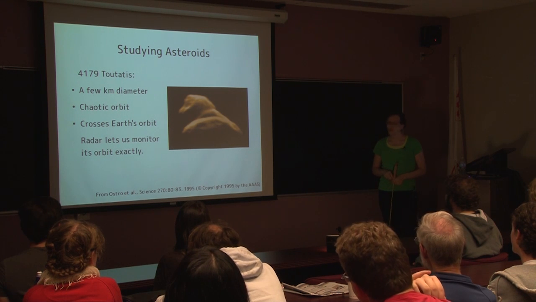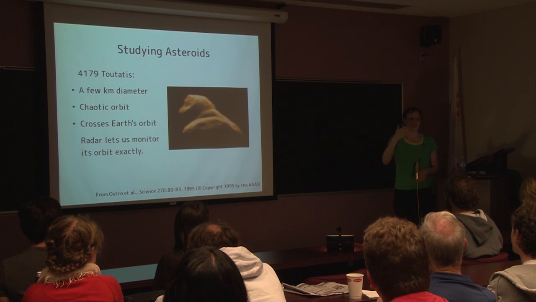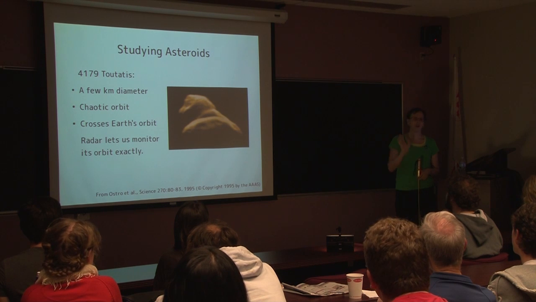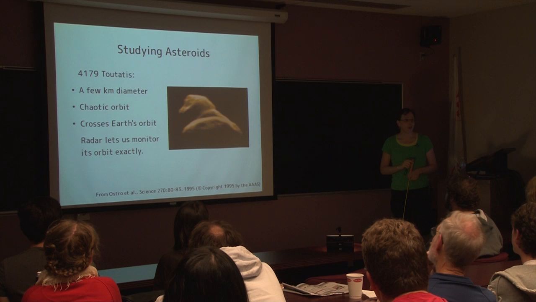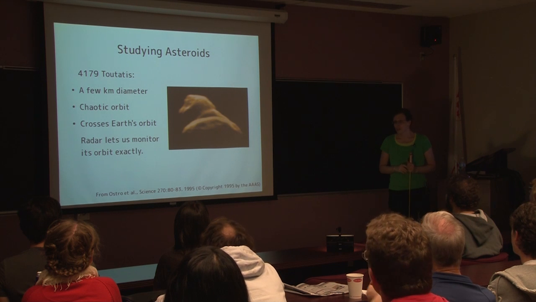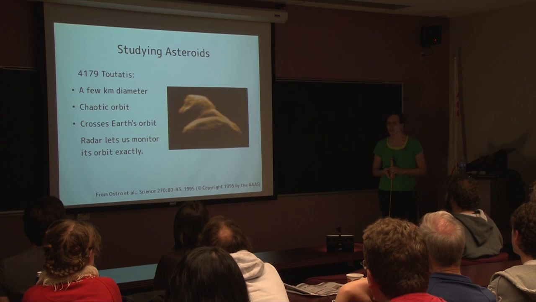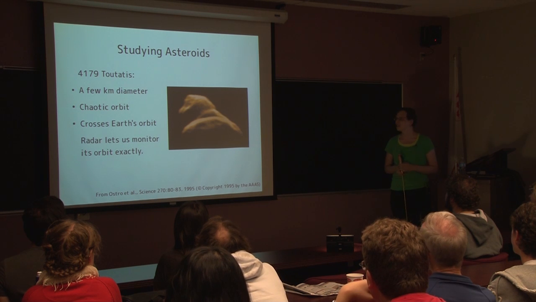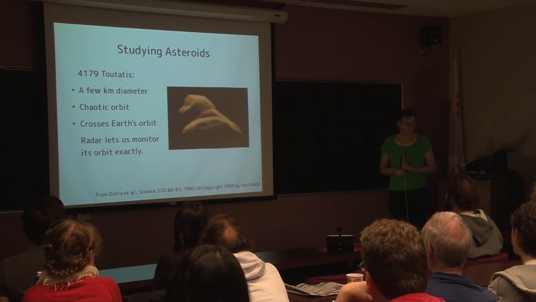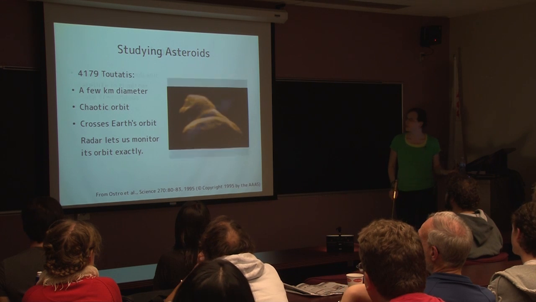And so radar lets you bounce a signal off it, you measure how long it takes to come back. You measure very exactly how far away the thing is. So radar lets us monitor the orbit of this asteroid and other asteroids that we don't know about that might cross the Earth's orbit and that we might want to know about before they hit us. So you can study asteroids with radio telescopes.